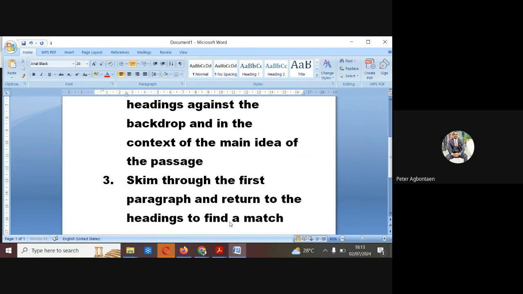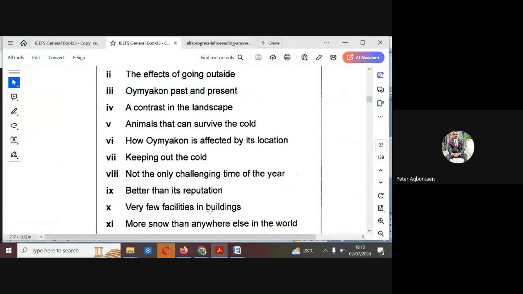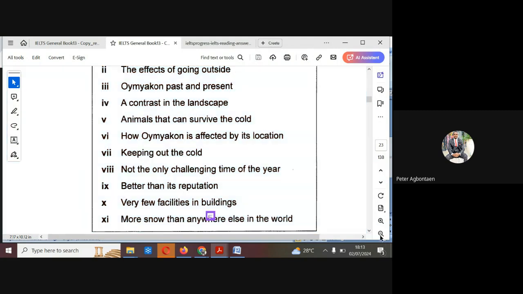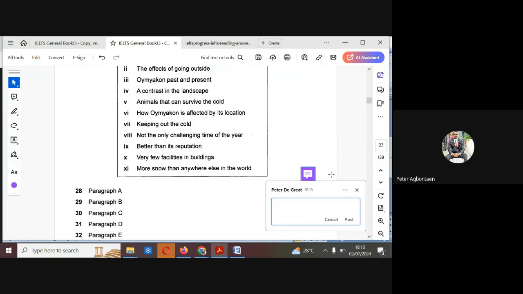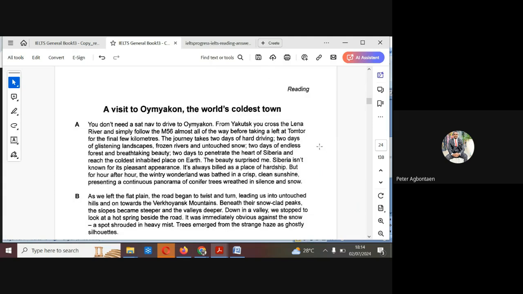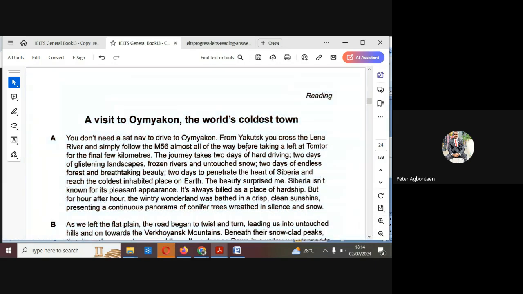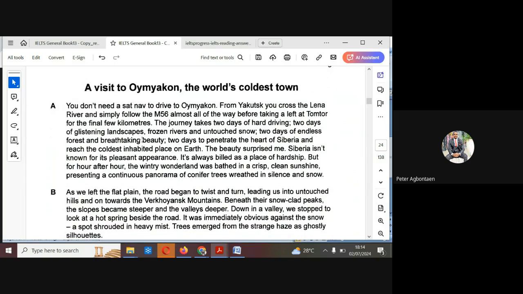Okay, so you skim through the first paragraph and return to the headings to find a match. After analyzing each of the headings this way, you go to the first paragraph. Remember, I said you skim through it. That means don't read it with the aim of having an in-depth understanding of it, because what you are looking for is the main idea of this paragraph. So that's what you're actually looking for.